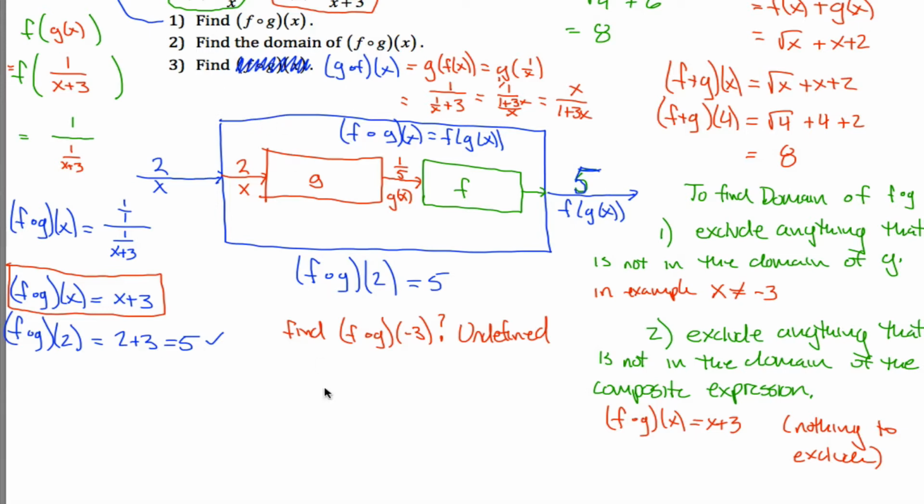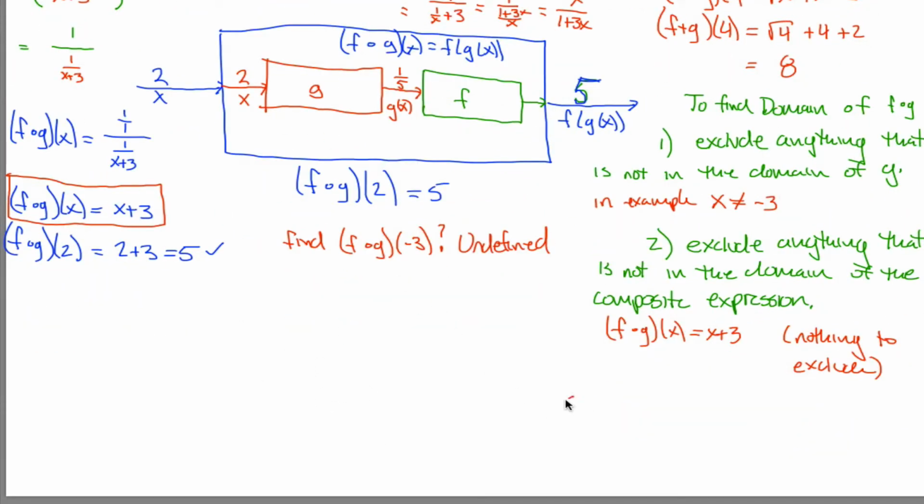So to figure out the domain, the domain of f of g is everything from -infinity up to -3 and everything from -3 up to infinity. The only number I had to exclude in this specific case was -3 because when you're finding the domain of a composite function, you have to check 2 things. You have to check the domain of the inner function, the second function listed in this notation, and then you also have to check the domain of the composite expression.